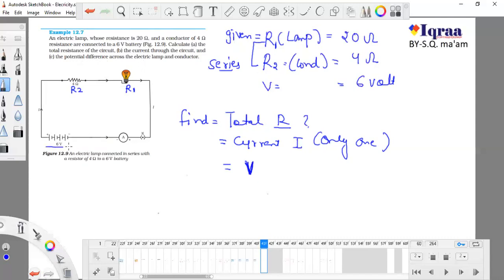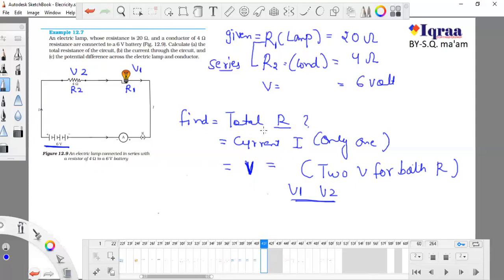This V is common. I have to find out V1 here and V2 here. This is the common V, and I have to find out V for both R. So I have to find out V1 and V2, and total R. So let's get started. That is not a very difficult question.